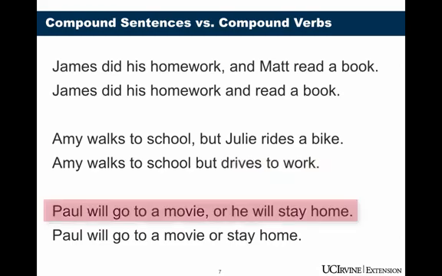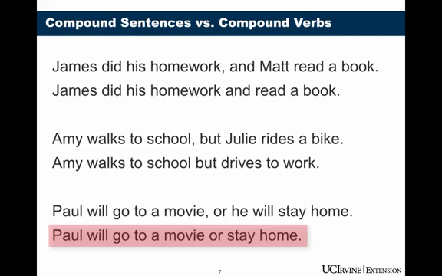And look at the last pair. Paul will go to a movie or he will stay home. After the conjunction or, we have the subject he. He will stay home is an independent clause, so we need to put the comma in front of or. In the last sentence, Paul will go to a movie or stay home. Do we have a subject after the conjunction? No, we don't. After or, we just have a verb, so this is not a compound sentence. Our subject is Paul, and the compound verb is will go or stay. And that makes a simple sentence, and we don't need to put a comma.